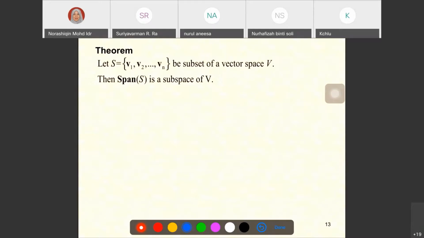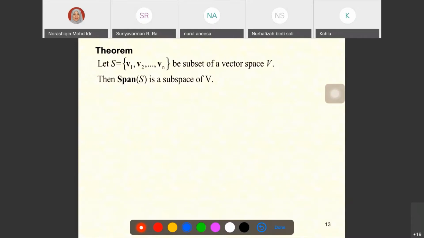Let S be the set that contains all the vectors. It's just a vector space V. Then the set that we did, all the examples just now, the span of S is actually a subspace of V. Remember how to prove a subspace? The shortcut way: there are 3 things that you need to prove. The first one must be non-empty.